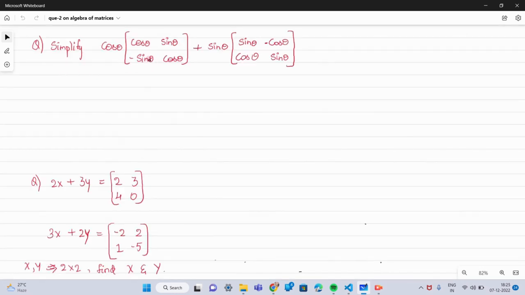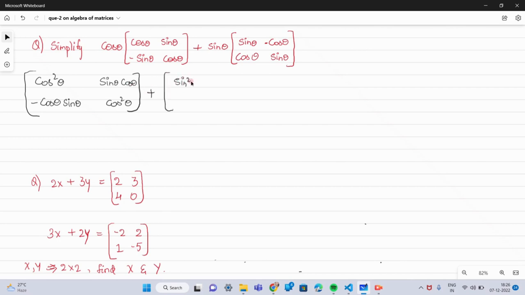Now let's solve this question. To approach this question, first multiply this cos theta with all the elements of this matrix and multiply sin theta with all the elements of this matrix. Just do it fast, okay? Cos square theta, and it becomes cos theta sin theta. It becomes sin theta cos theta and cos square theta. This is the first matrix, and multiply sin with all these elements.